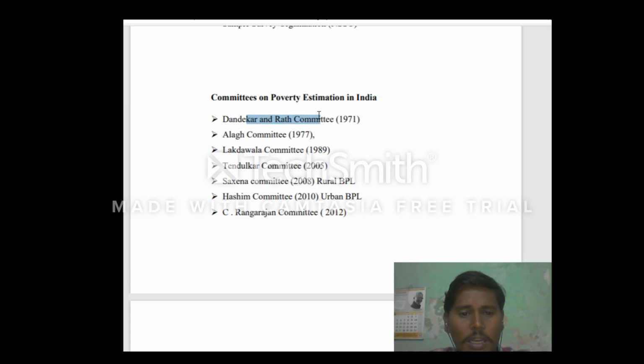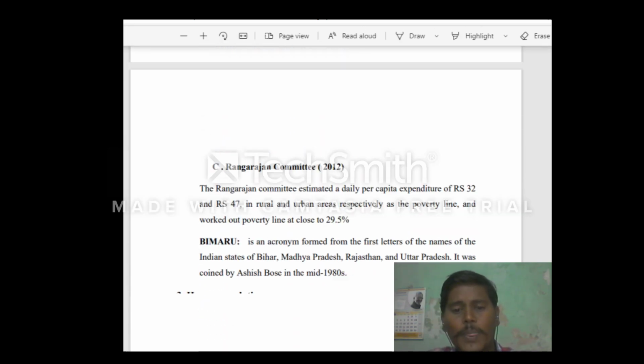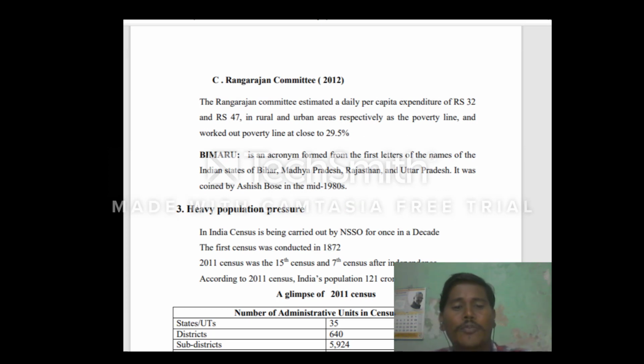Dandekar and Rath Committee, Alagh Committee, Lakdawala Committee, Tendulkar Committee, Saxena Committee on rural people, Ashima Committee on urban people, and C. Rangarajan Committee. In fact, in 2012, under the chairmanship of C. Rangarajan, ex-governor of RBI and also ex-economic advisor of the Prime Minister, a committee was formulated. The committee submitted its report in 2013 and stated that India has around 29.5% poverty.